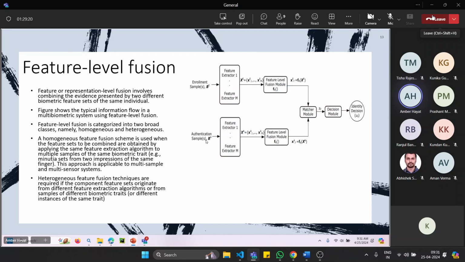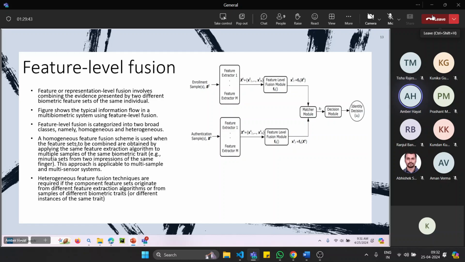Similarly, during authentication also, there will be different algorithms for extracting features. Not the matching algorithm, different algorithms for extracting features. All the features will be extracted and then combined together, given to the fusion module, and then this goes to the matching part. So feature level fusion is divided into two parts: homogeneous and heterogeneous.